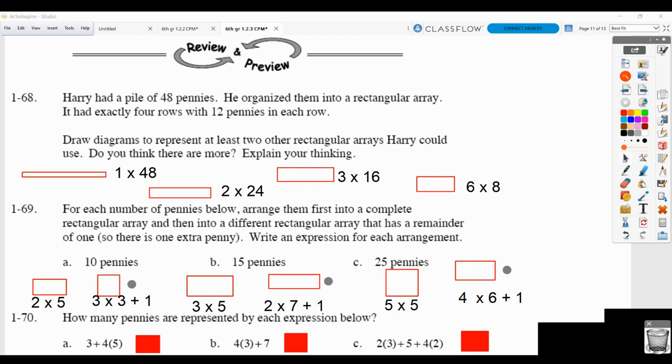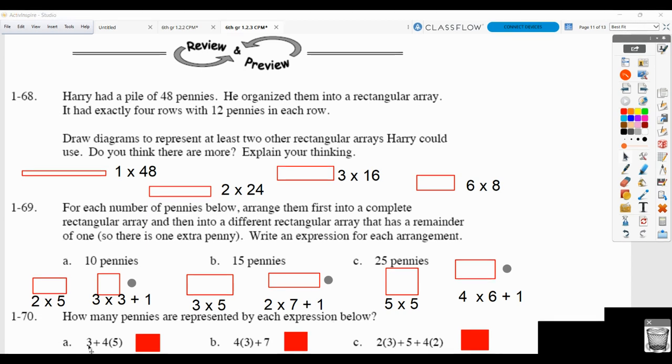How many pennies are represented by each of these expressions? So this would be 3 extra pennies plus 4 groups of 5. Well, 4 groups of 5 is 20, plus 3 would be 23. Here we'd have 4 groups of 3, which is 12, plus 7, so 19. Here we'd have 2 groups of 3, which is 6, plus 5, plus 4 groups of 2, which is 8. So 6 plus 5 plus 8. Make sure you're showing some work here as well, not just the answer. And that is also going to be 19. So for these, I should see how you got those answers.